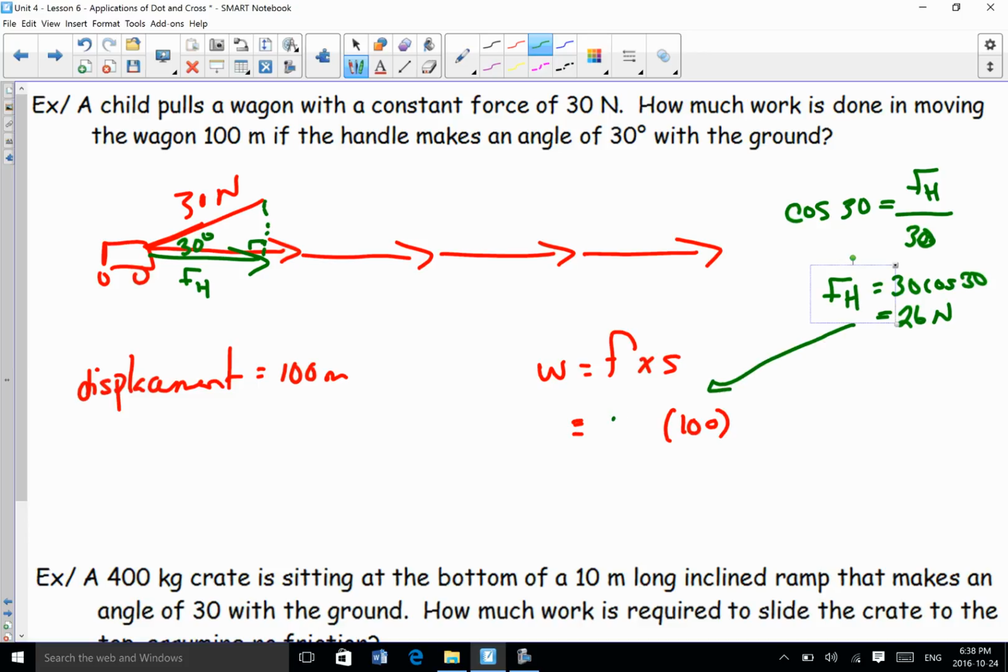So combining that with our displacement, for every meter we move, we need 26 newtons. We're actually using 2,600 joules of work.